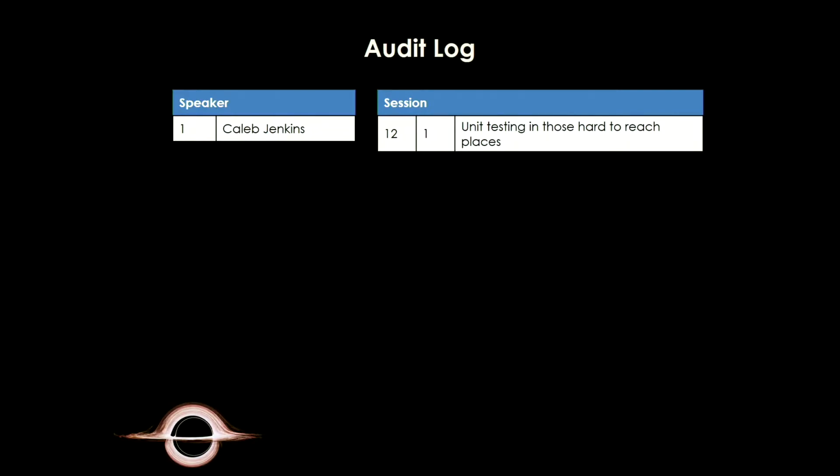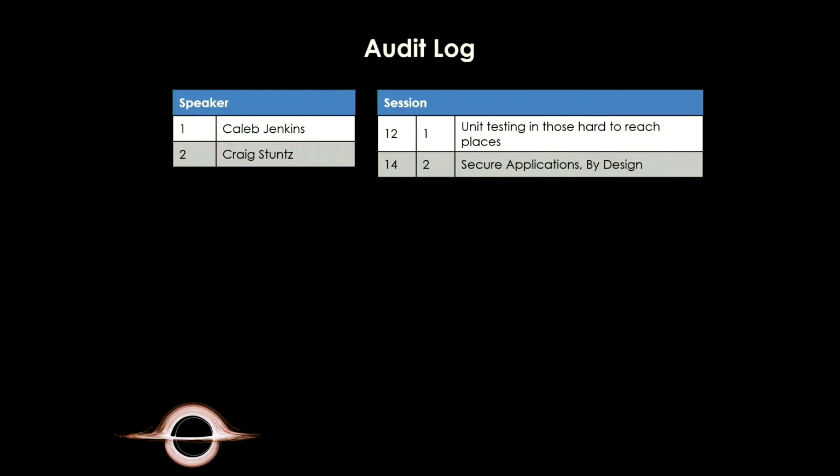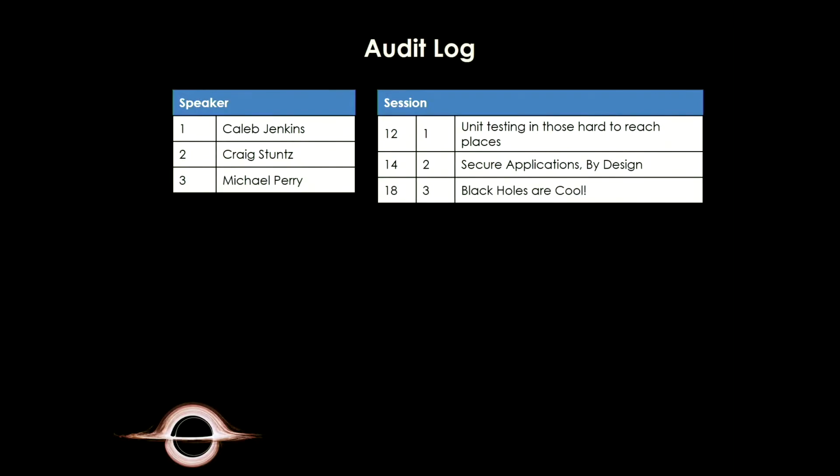An audit log would look something like this. We've got our speaker table, we've got our session table. This would be a database similar to what is running this conference here. And so we've got Caleb Jenkins in the speaker table. Then he's got a session, so you've got a foreign key to that speaker. Unit testing in all those hard-to-reach places. So we'll capture a few more Craig stunts. Before this one, he did a session on secure applications by design. And then here's me with, of course, the session that I proposed, black holes are cool.